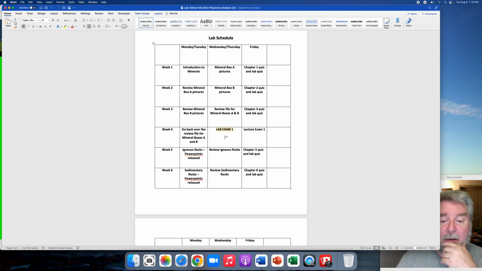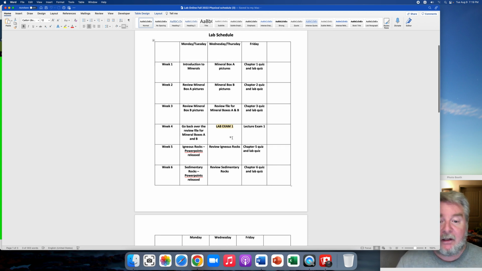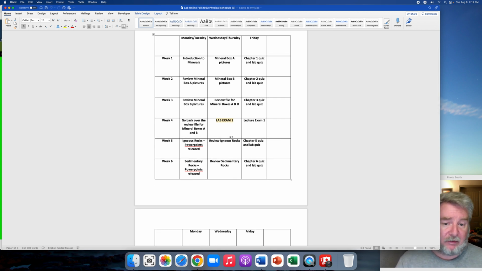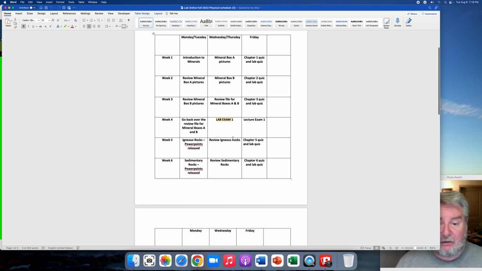And the lab exam, I believe, is around either 30 or 40 questions. It's just questions based on your lab pictures of minerals. This is calcite, this is quartz, this is muscovite mica, whatever it is. But it's not just identifying minerals, it's identifying characteristics of the minerals. And all that information is going to be given to you on a weekly basis.